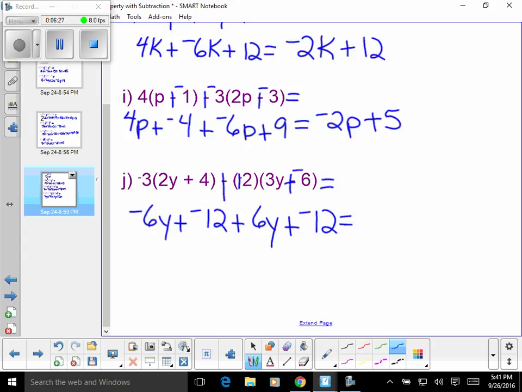Now I'm going to simplify. Negative 6y plus 6y, that's adding the opposite. A number and its opposite are 0. So that's going to be 0. All I really have left to do is negative 12 plus negative 12. So my answer is going to be negative 24. Now, just want to point out, if this would have been 12 plus negative 12, my answer would have been 0. So be very cautious and careful how you do your multiplications.